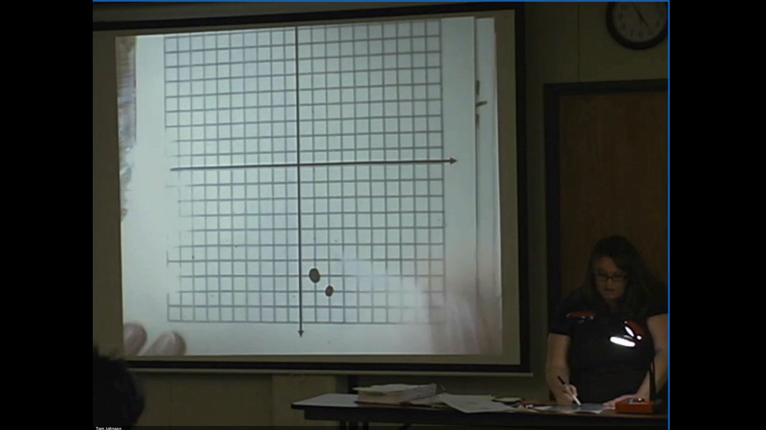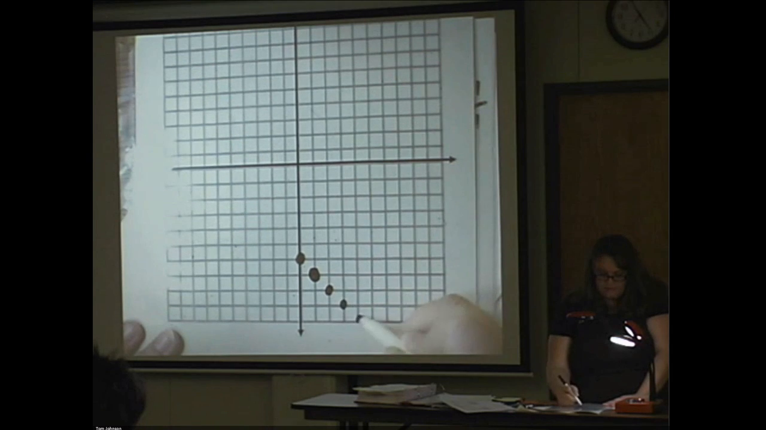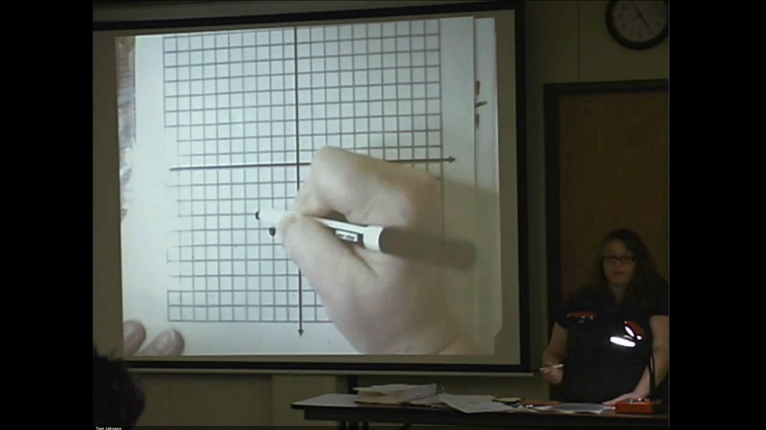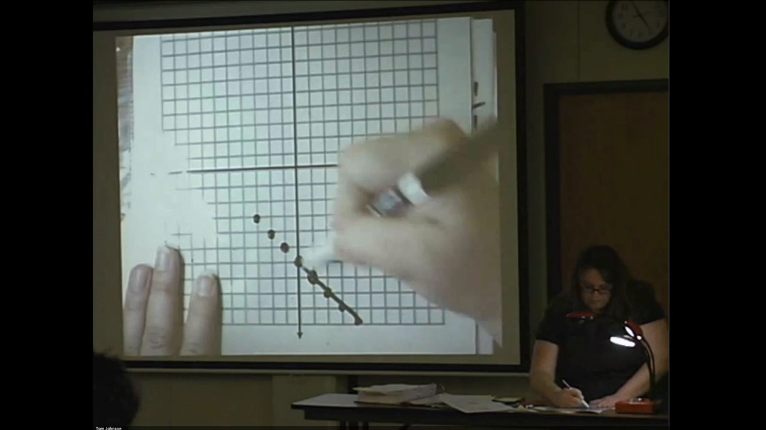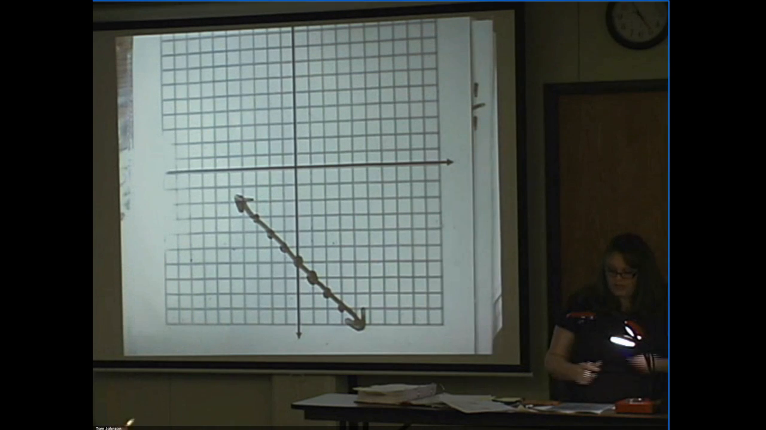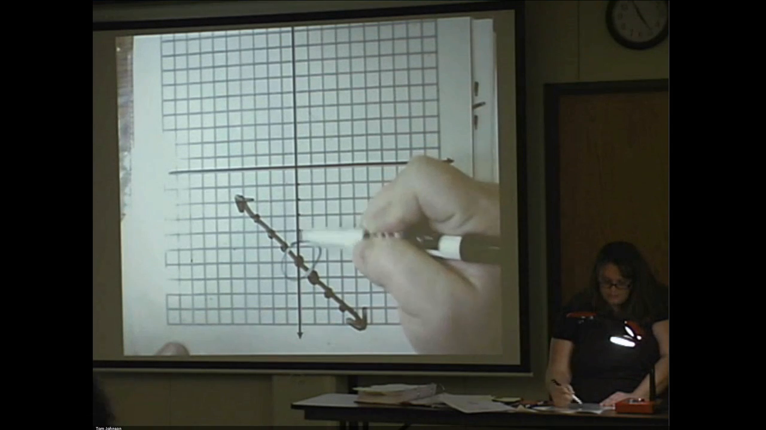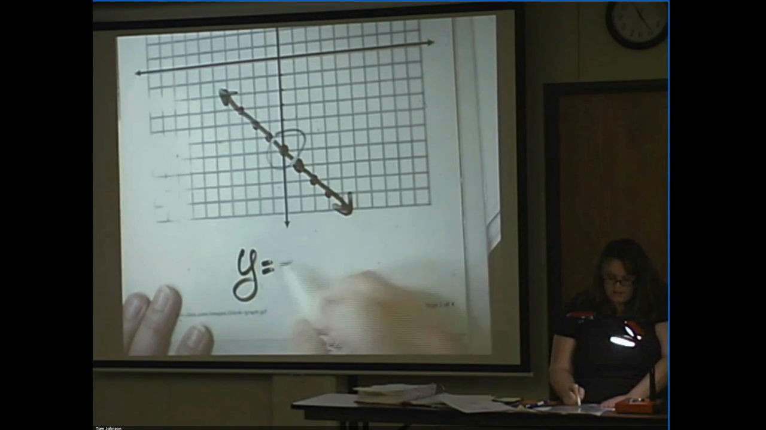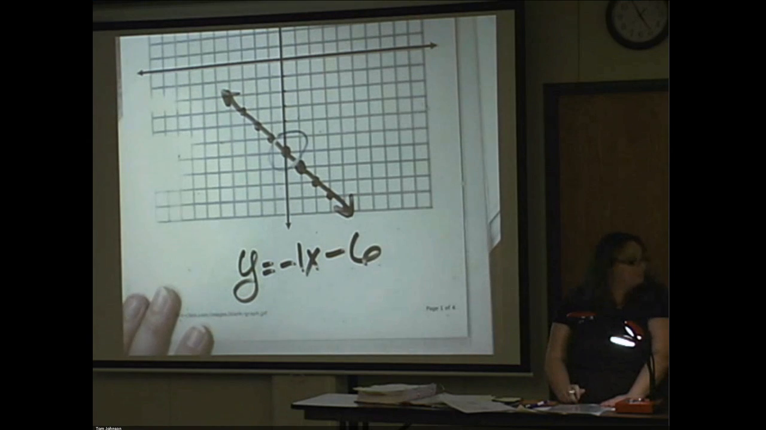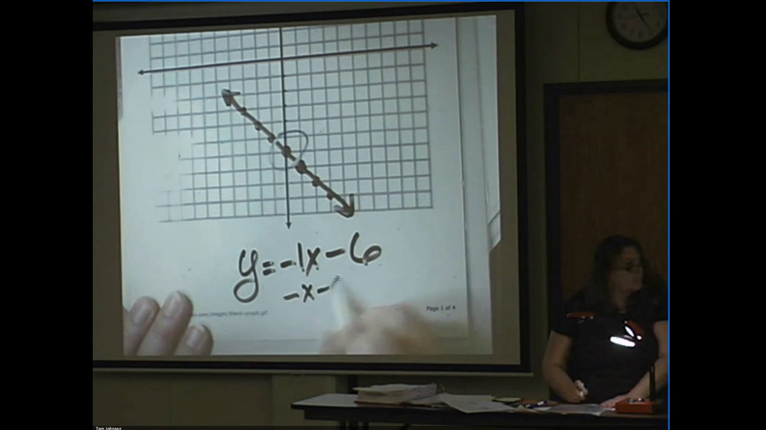Or I can do the opposite. I can go up 1 and to the left 1. But I'm just going to go ahead and repeat, rinse and repeat. So there's my actual line. Now, if I do that, I see very quickly that my intercept is right there, at -6. So the equation for my line is y equals -1x minus 6. Now, -1x is the same thing as saying -x, which is probably how I would write it. y equals -x minus 6.